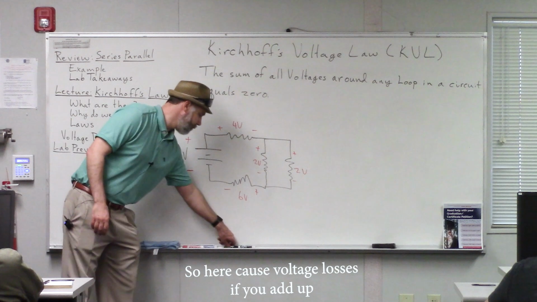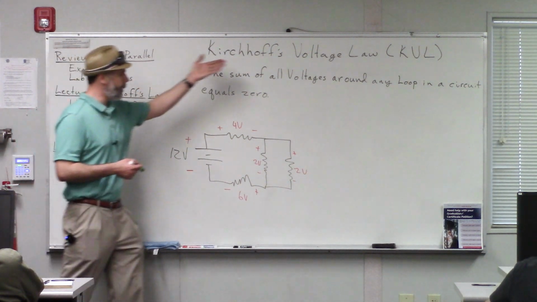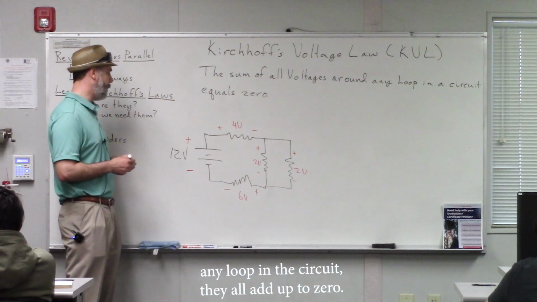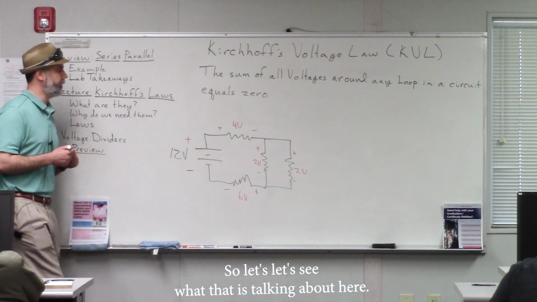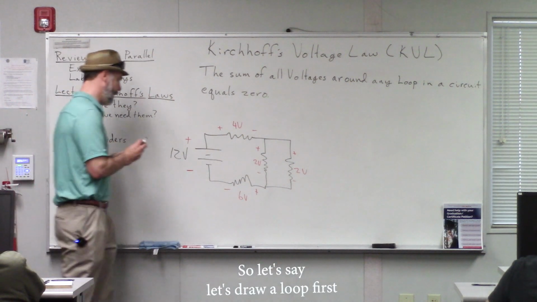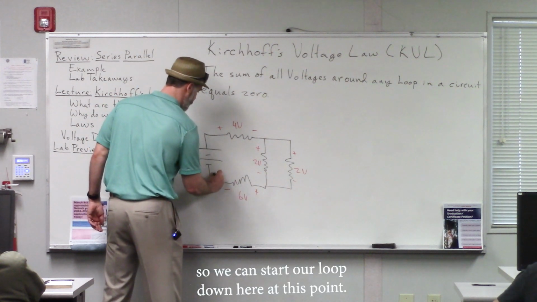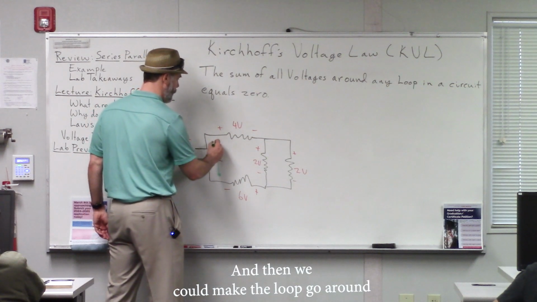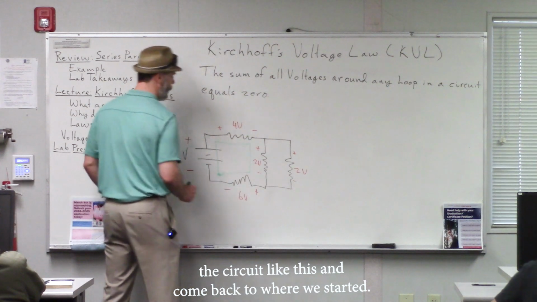So Kirchhoff's voltage law says if you add up all of the voltages around any loop in the circuit, they all add up to 0. Okay? So let's see what that is talking about here. So let's draw a loop first. So we could start our loop down here at this point, and then we could make the loop go around the circuit like this and come back to where we started.